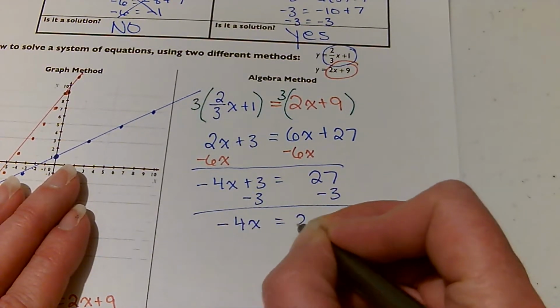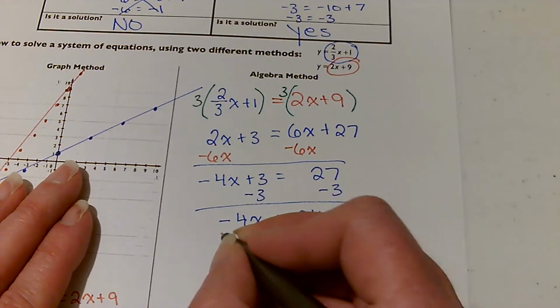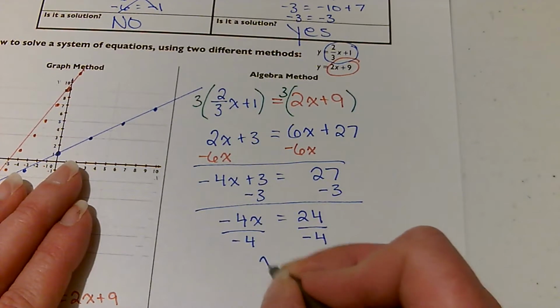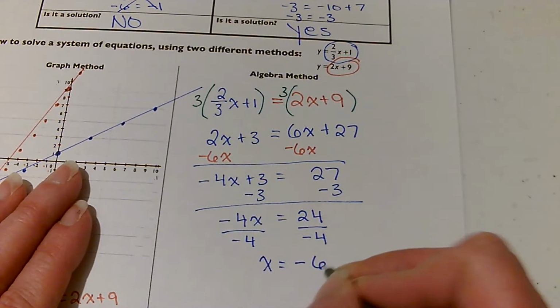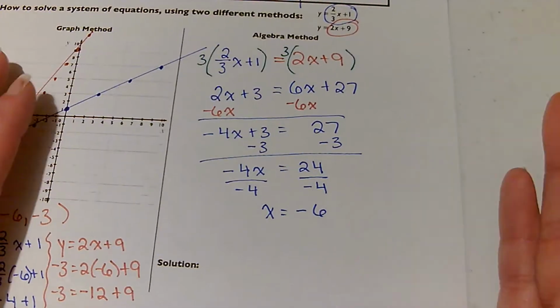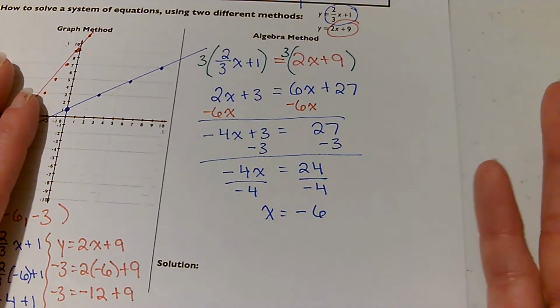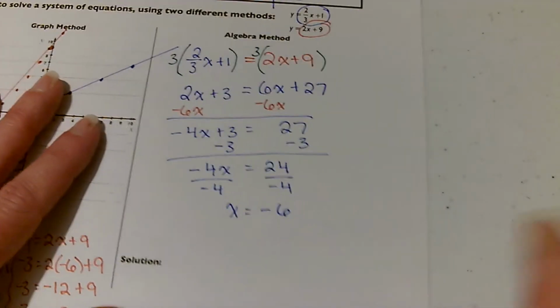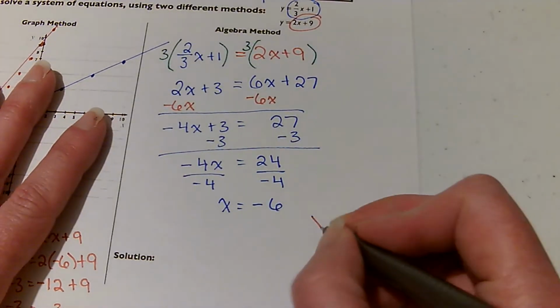-4x equals 24. Divide by -4, and you get x is -6. Now remember, our solution is a point. It's an x, y. It's both. So I need to find the y that goes with that. I can go back to either equation. I like the second one.